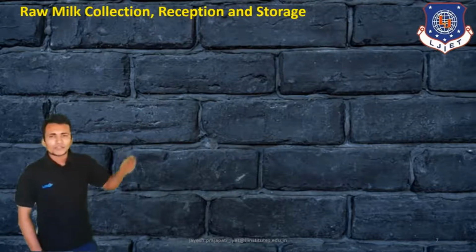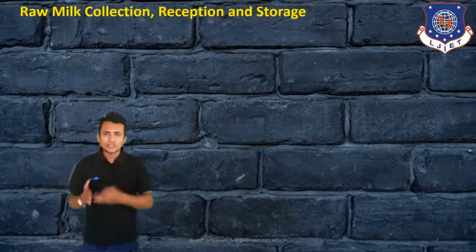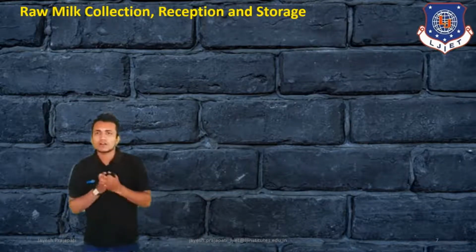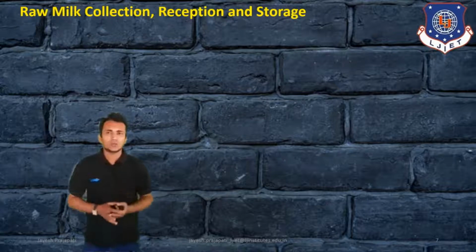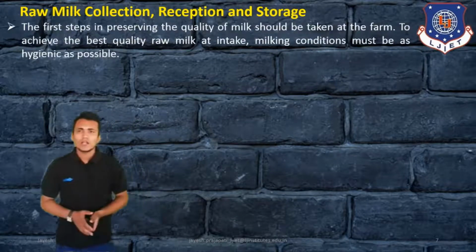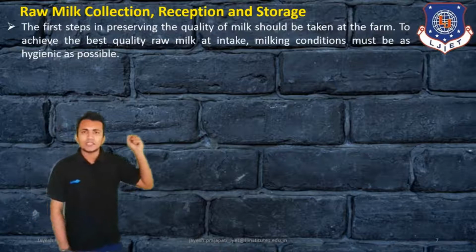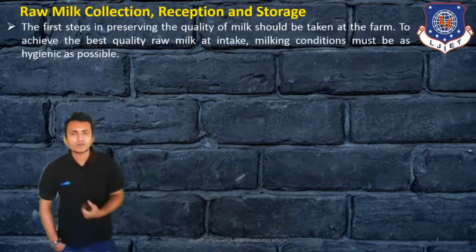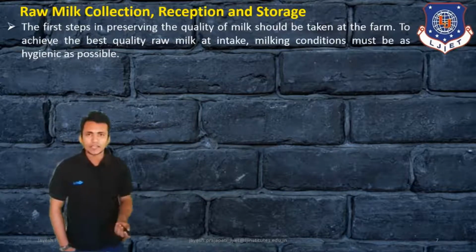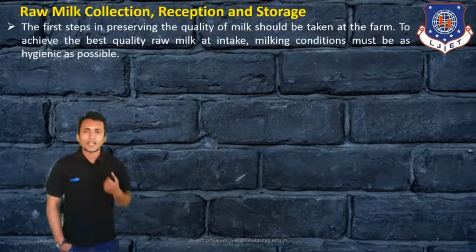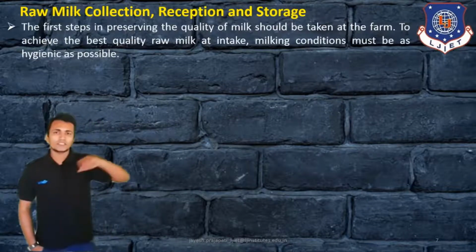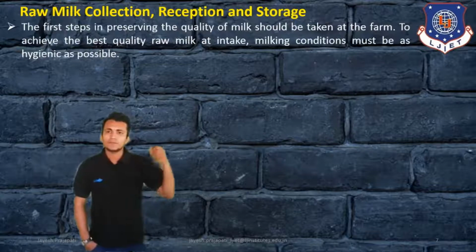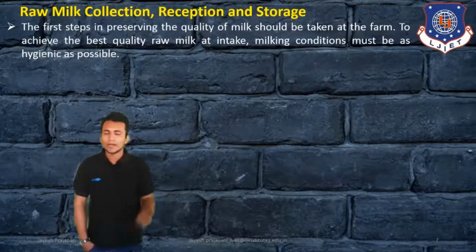Now we have to study each and every activity one by one. The first activity is raw milk collection, reception, and storage. In this, the first step is preserving the quality of milk, which should be taken care of at the farm to achieve the best quality of raw milk at intake. The milk condition must be as hygienic as possible. So first of all, we have to collect the raw milk from the farm.